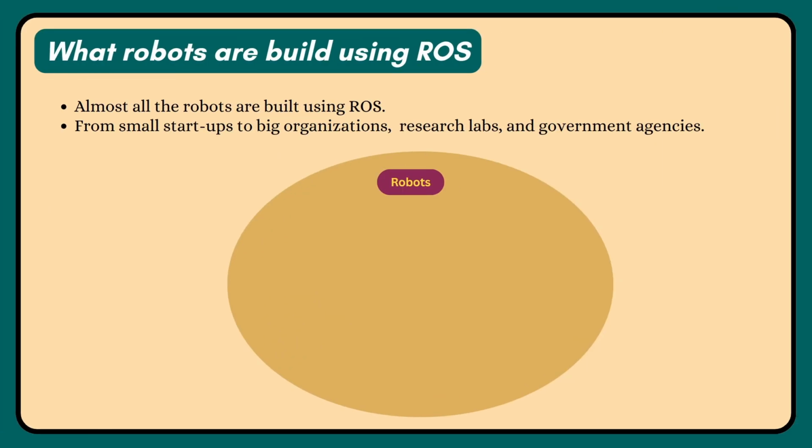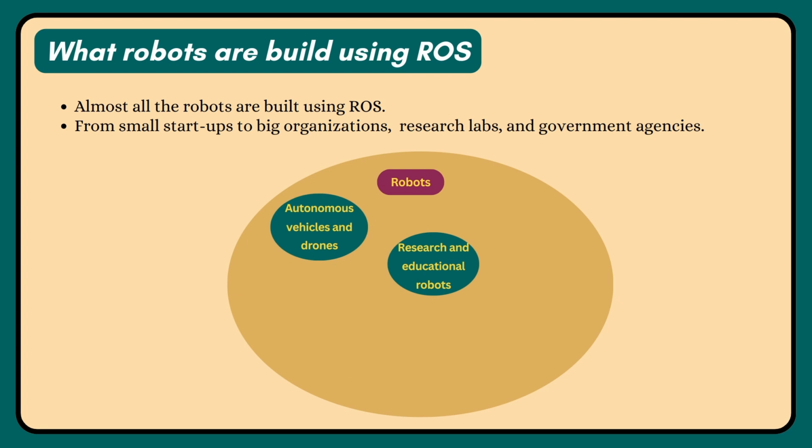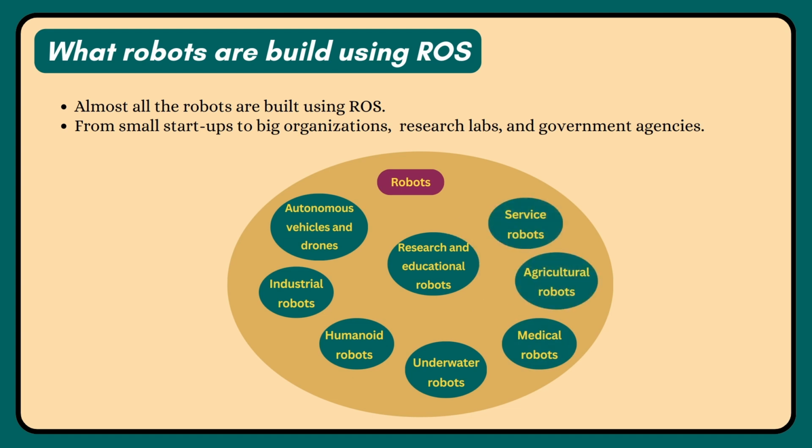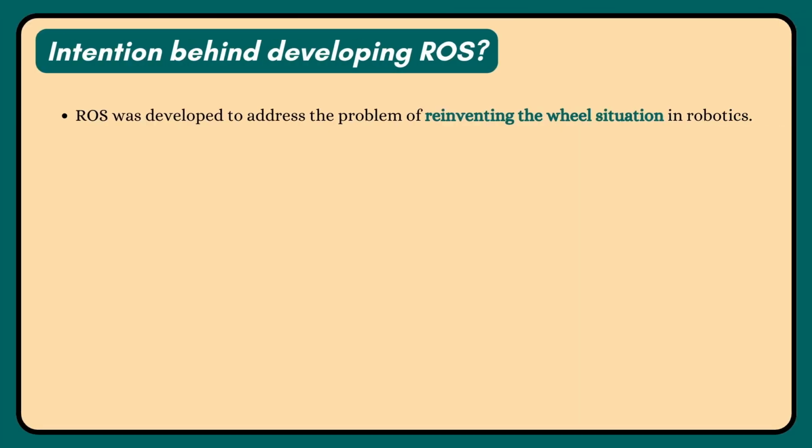Now, what robots are built using ROS? Well, the answer is almost all the robots are built using ROS, from small startups to big organizations, research labs, and government agencies. And all the different kinds of robots are also built using ROS, such as research and educational robots, autonomous robots, and drones, industrial robots, humanoid robots, underwater robots, medical robots, agricultural robots, and service robots. All the kinds of robots can be developed using ROS.